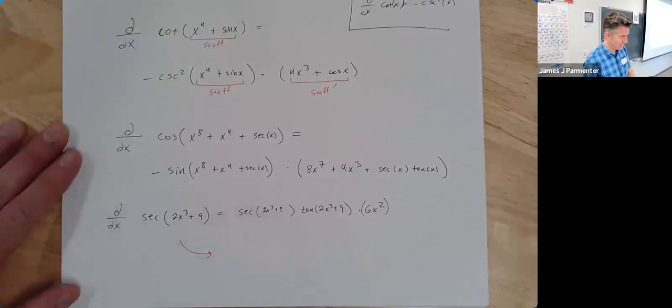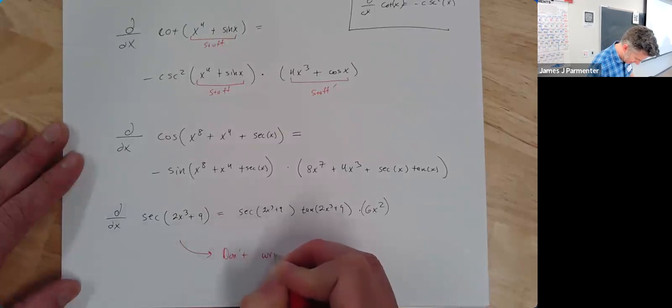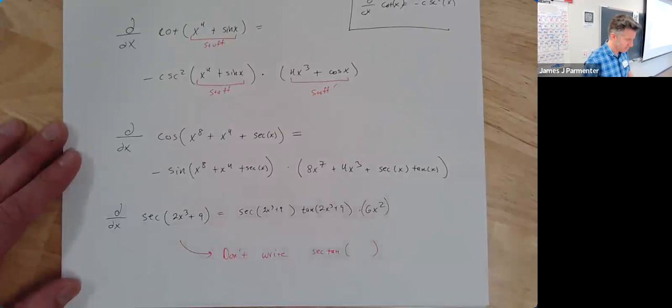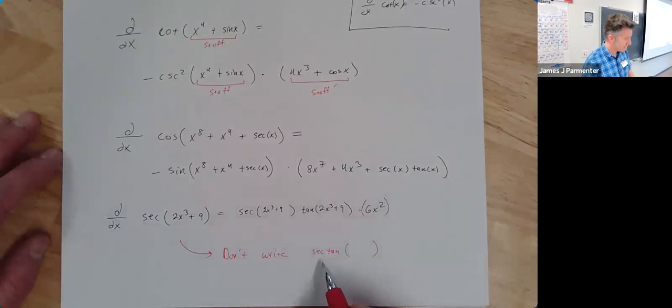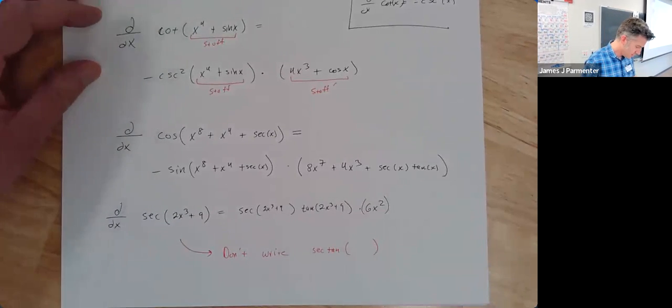I hesitate to even write this, but I'm going to write it anyway. Don't write secant tangent of something. It's secant of something times tangent of the same something. Cool. Okay, one more, and then we'll talk about some other things.